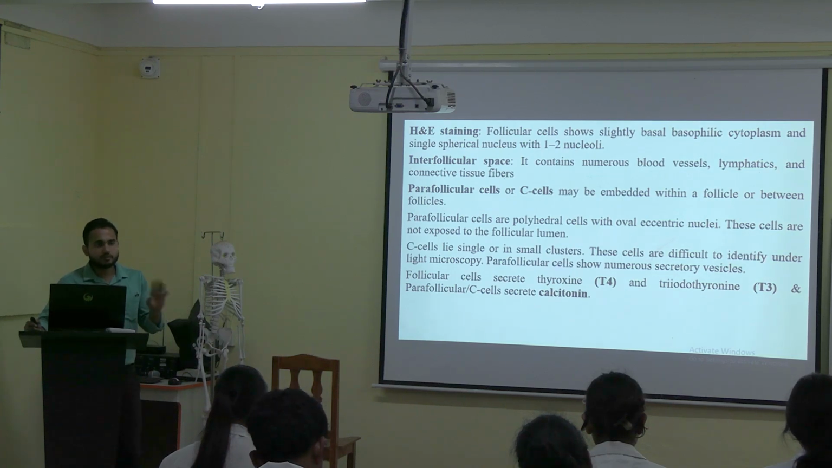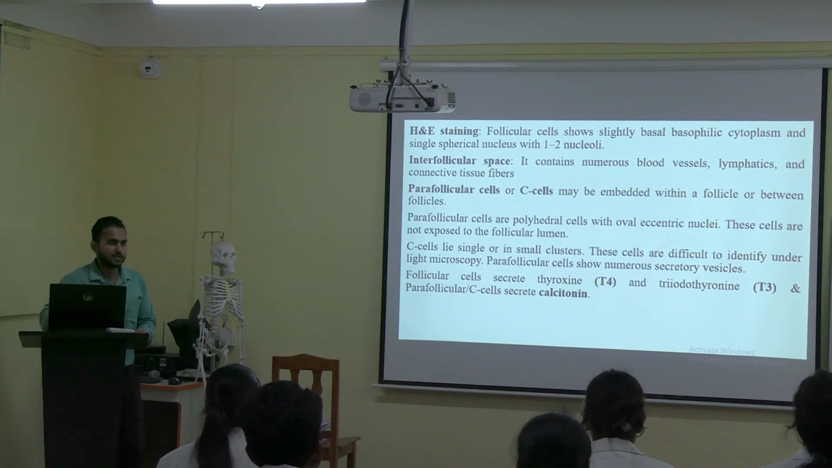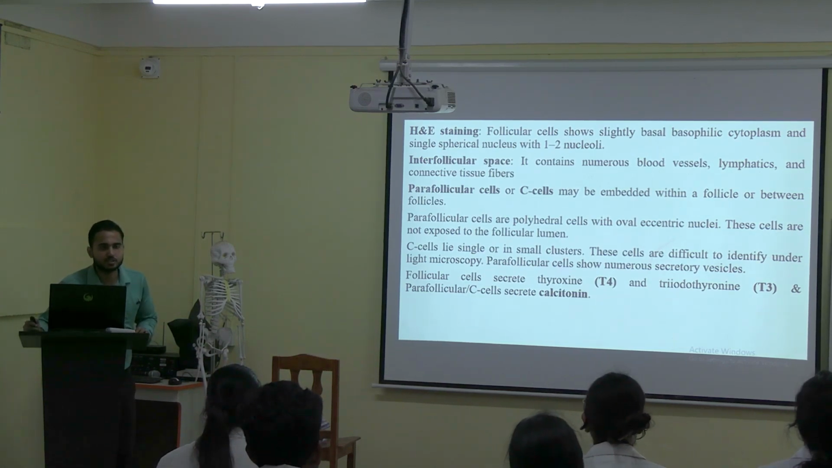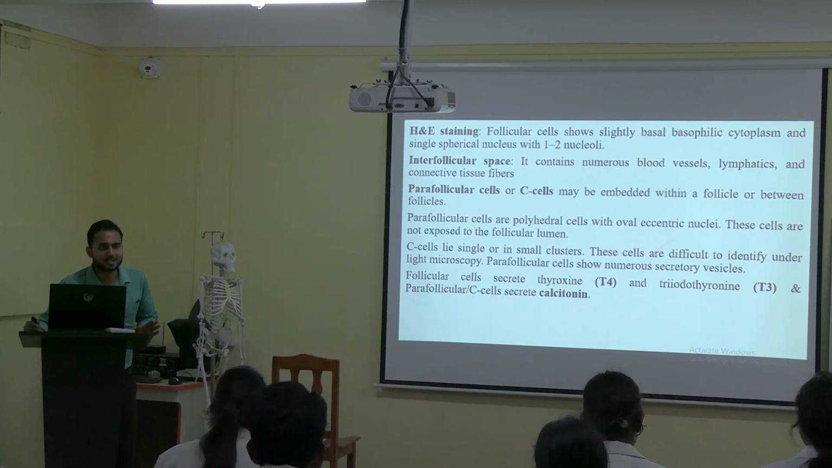Next, in between the follicles, the area which is present, what is the name of that area? It is called the interfollicular space. What is present in the interfollicular space? Blood vessels, nerves, lymphatics, all those are present. Apart from this, a special type of cells are present. These are called parafollicular cells.